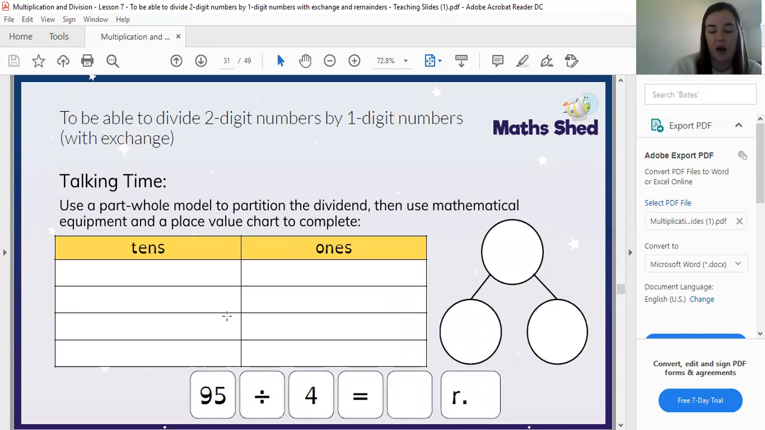You could also use a part-whole model, but personally I like the number line, or with the toothpicks, depending on what you're dividing by. So if it's divided by 4, you can do a square, divided by 3, a triangle, divided by 5, a pentagon, a 5-sided shape. So it's up to you.